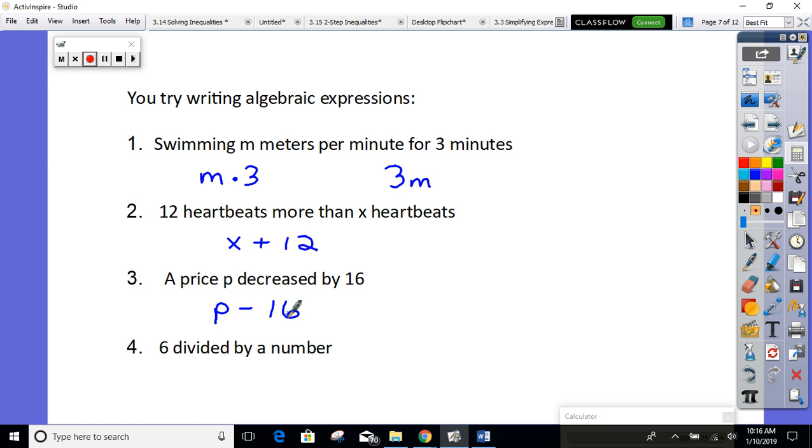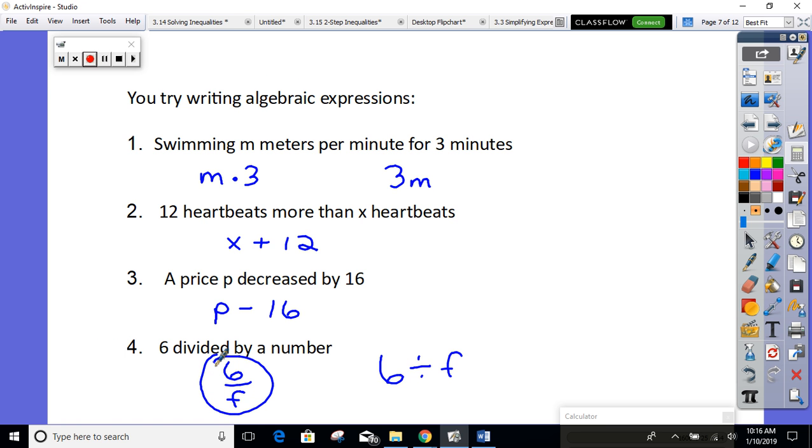Okay, number 4, Jocelyn, 6 divided by a number. F divided by 6. Well, if it's 6 divided by a number, you just said F divided by 6. You just said it backwards. Can you start with the 6? 6 over F. Good. I like how you said over, so it specifies exactly what you did. You could also write 6 divided by F like this, and that would be okay also. But this is the one that I prefer.